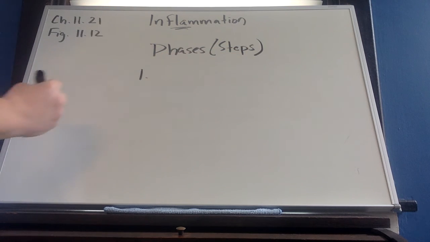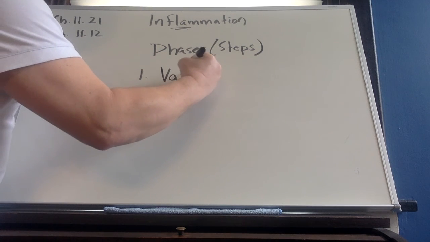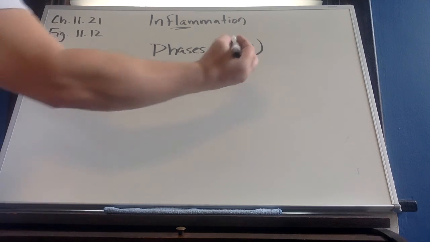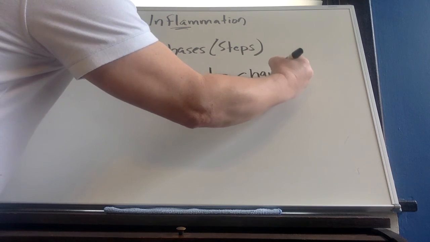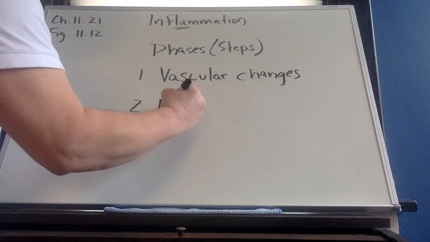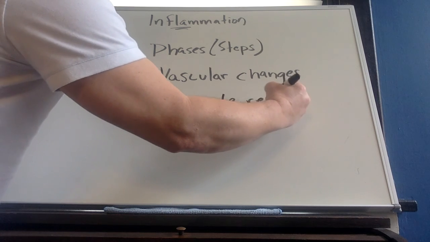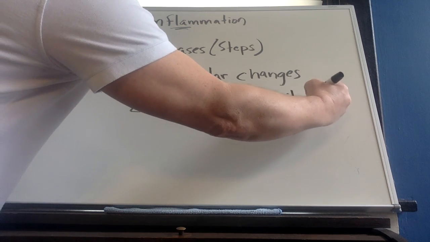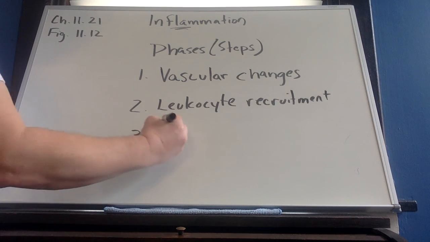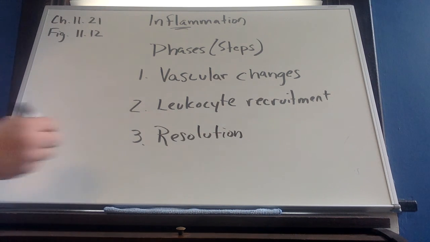The first one is called vascular changes. It's sort of funny, but the last part could also be called vascular changes, but they decided to put it as step one. Step two is going to be leukocyte recruitment. And then step three will be resolution. You always have to bring everything you're doing to an end.